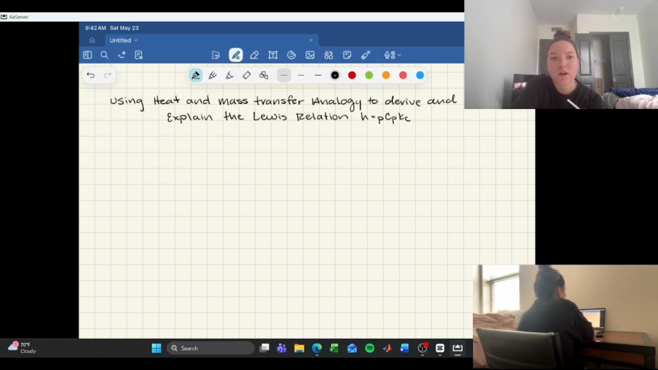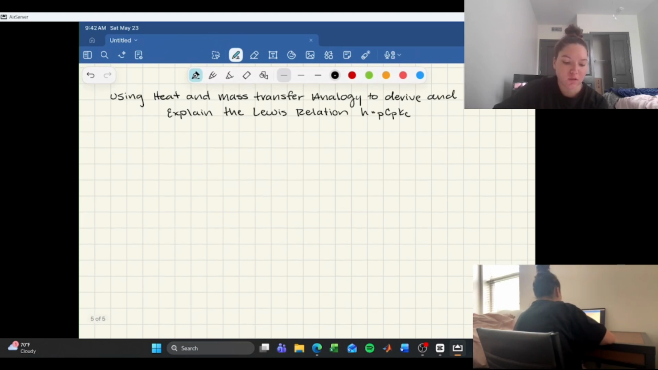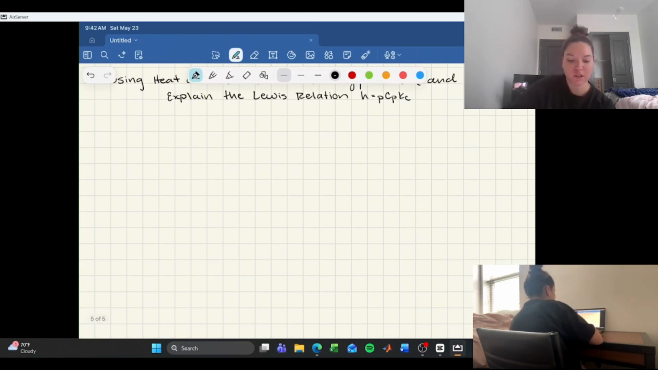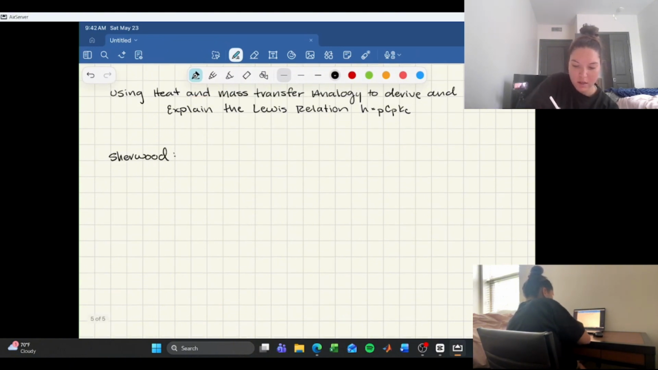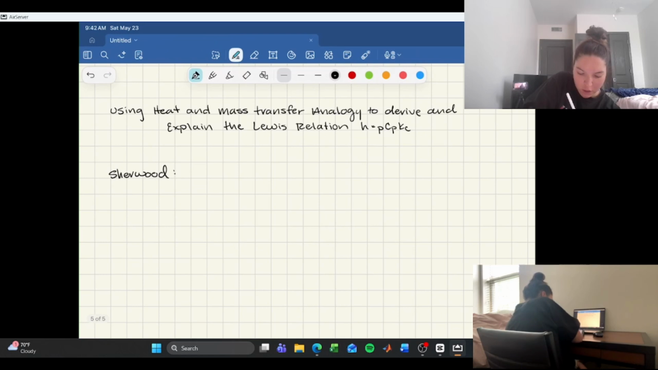To start this video, we're going to be using the heat and mass transfer analogy to derive and explain the Lewis relation. To do this, we have the Sherwood number, which says that the mass transfer coefficient times the length is over the diffusion coefficient.